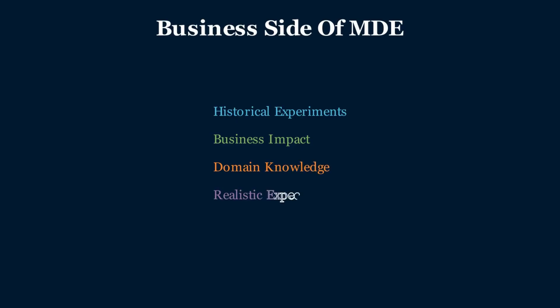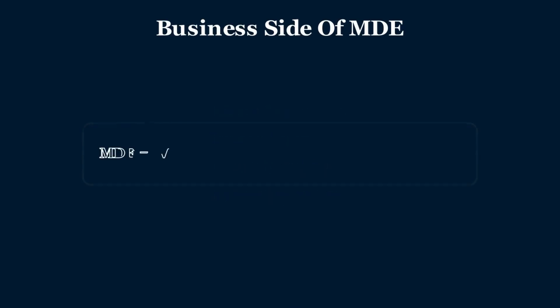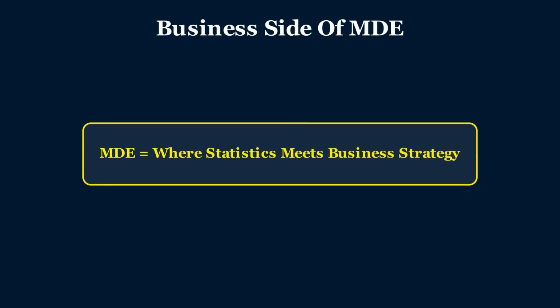Good MDE choices should come from historical experiments, business impact, domain knowledge, realistic expectations, not from trying to make experiments artificially smaller. A good MDE reflects the smallest improvement that would genuinely change business decisions. But there's another hidden challenge underneath all of this.